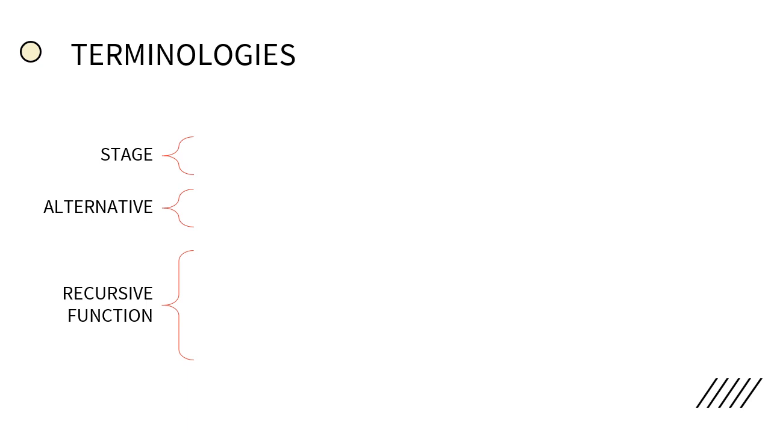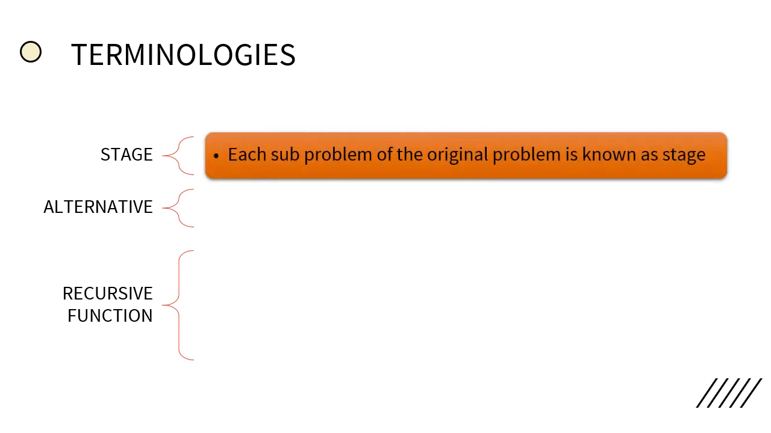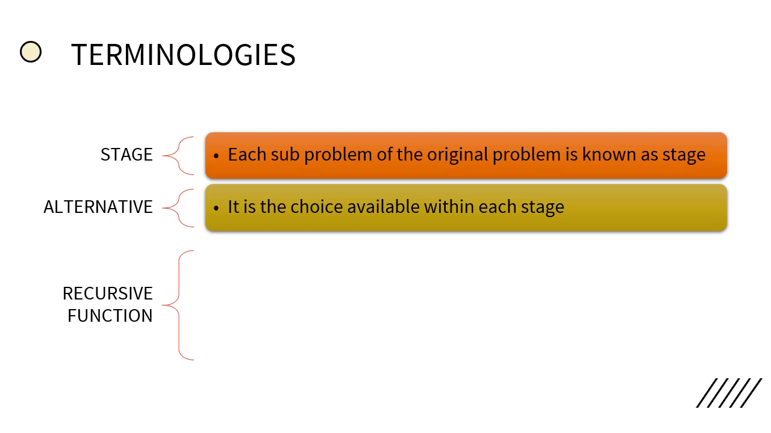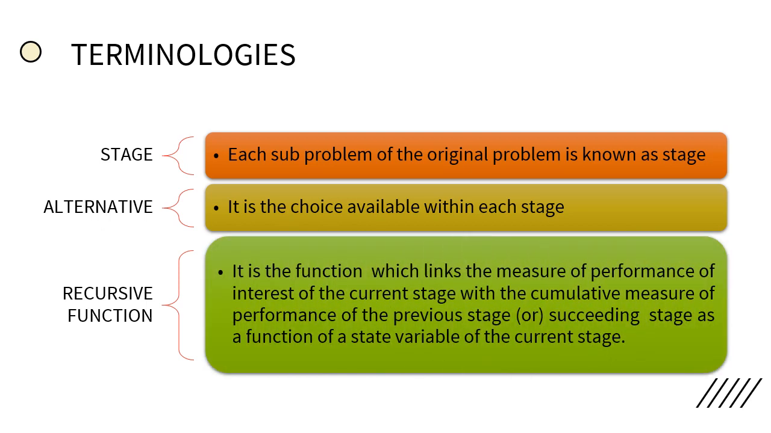Terminologies. There are a few terminologies available in dynamic programming. The first one we call a stage, the second is an alternative, and the third is called a recursive function. The stage is a main problem which is subdivided into subproblems. These subproblems we call stages. Alternative is the number of choices available to solve a particular stage. Recursive function is a measure of performance. Of course, it's a cumulative measure of performance from the previous stage to the succeeding stages.